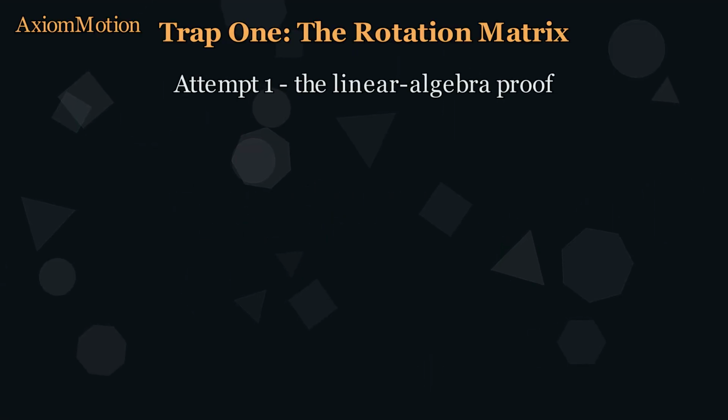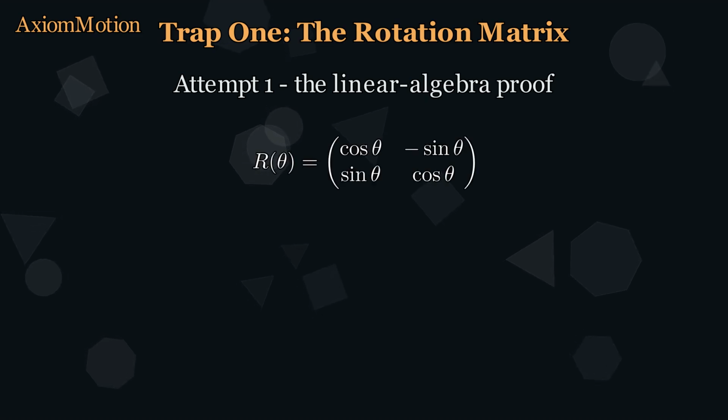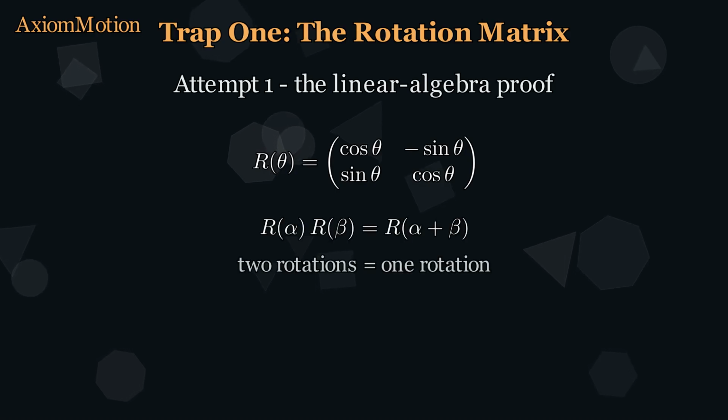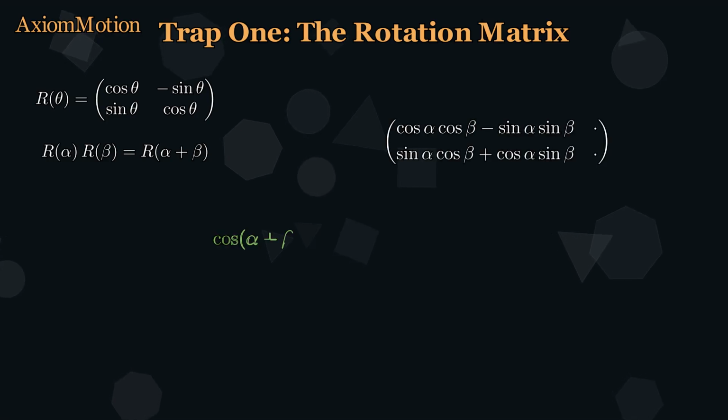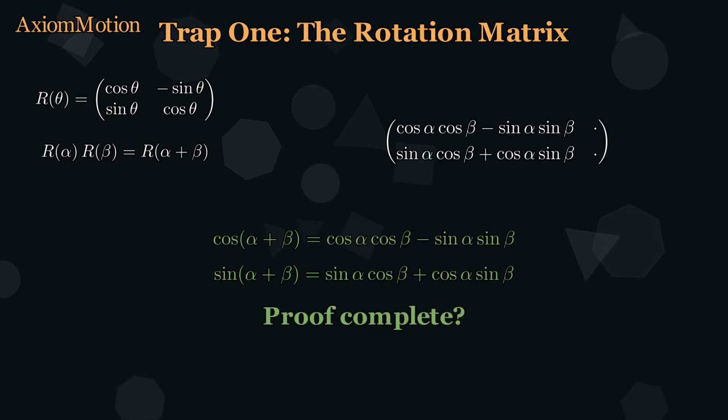Here is the proof a well-trained student writes first. Rotation matrices. Rotating the plane by an angle theta is a linear map, and its matrix looks like this. Now rotate by beta, then by alpha. 2 rotations in a row are 1 rotation by alpha plus beta, so multiply the matrices. Work out the product, compare the entries, and there they are. Both addition formulas in one line of algebra. Proof complete. Full marks, surely.